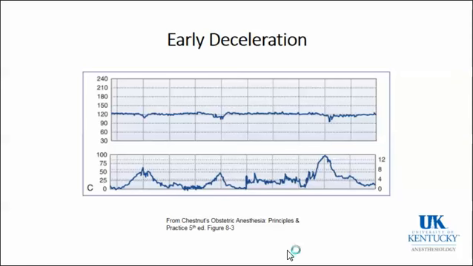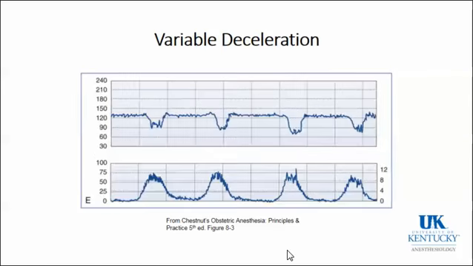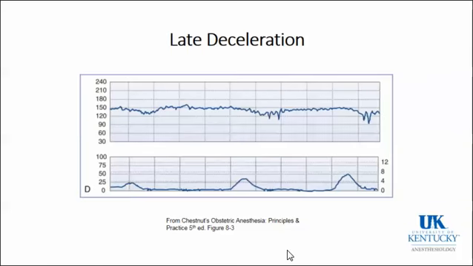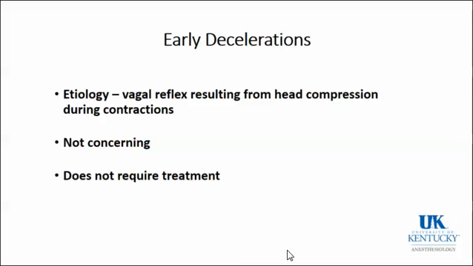So this is just an example of early decelerations, variable decelerations. As you can see, they look a little bit different with each contraction, and then late decelerations, where you can see, although subtle, that there is a drop and it doesn't return to baseline until after the contraction's over.